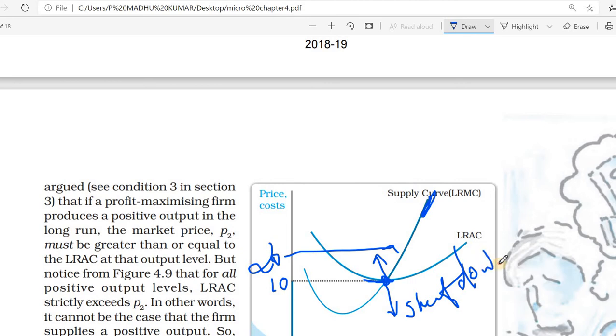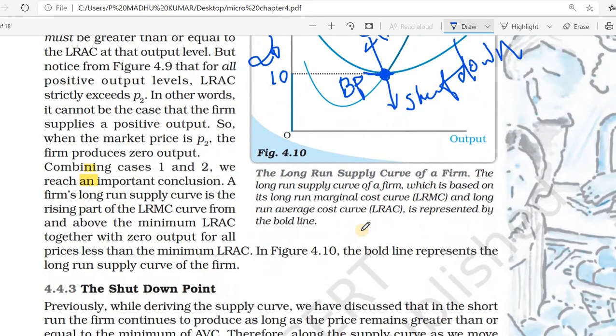Below LRAC is the shutdown, and above this one is supernormal profit, meaning any price coming above this one is supernormal profit. Here this point is the break-even point. Below this one is the shutdown point, above this one supernormal profit.